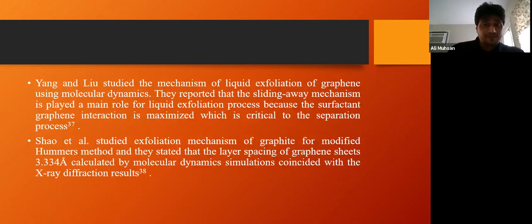Yang and Liu studied the mechanism of liquid exfoliation of graphene using molecular dynamics. They reported that the sliding away mechanism plays a main role for the liquid exfoliation process because the surfactant-graphene interaction is maximized, which is critical to the separation process. And another work done by Zhou et al. studied the exfoliation mechanism of graphite for modified Hummers methods. And they stated that the layer spacing of a graphene sheet, 3.334 angstrom, calculated by molecular dynamics simulations, coincided with the X-ray diffraction results.